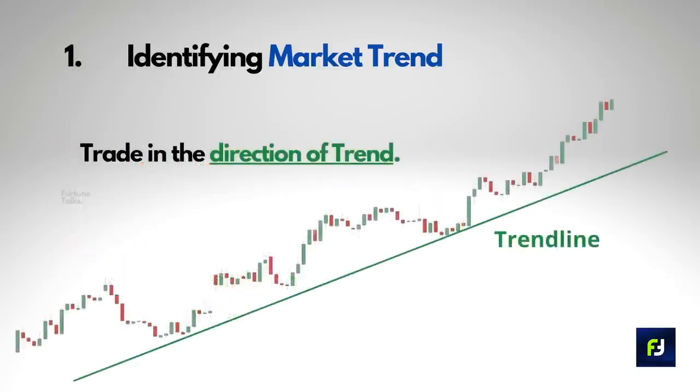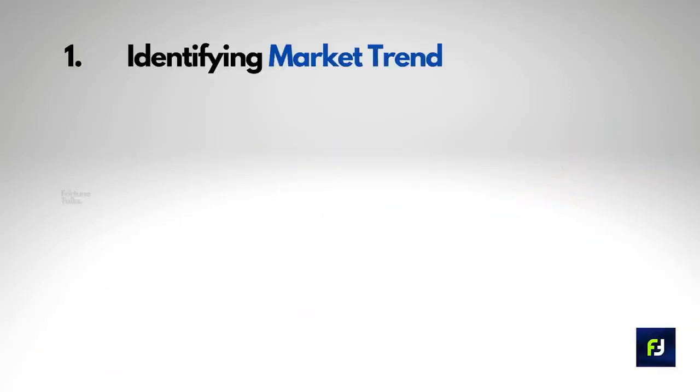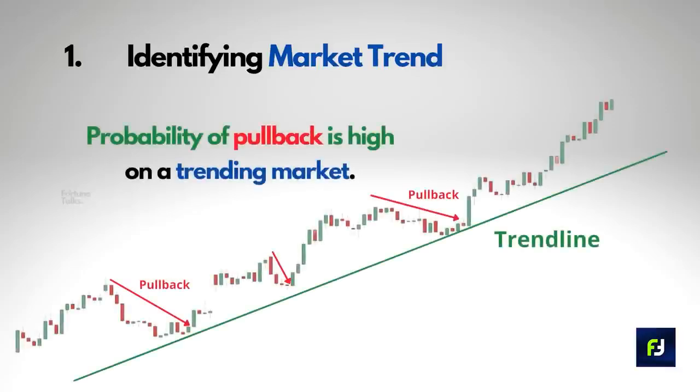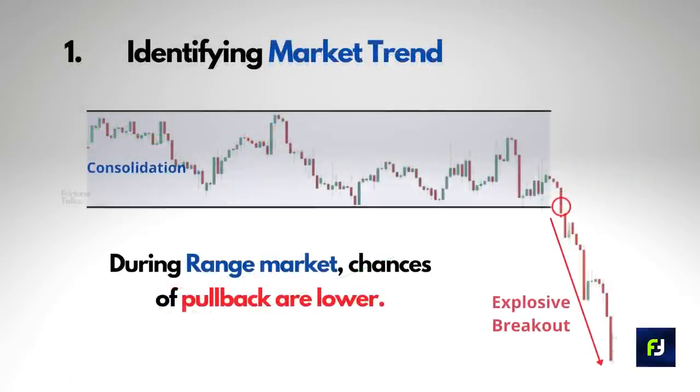And more importantly, make sure to trade in the direction of the trend and not go against it. Now, I'm not saying that there won't be any pullback opportunities if the market is not trending or is in a range, but the probability of getting a pullback setup is higher when there is trending price action. Most often, during a range or consolidated price action, the market tends to give explosive breakouts where the chances for pullbacks are lower due to increased interest and participation by market participants.